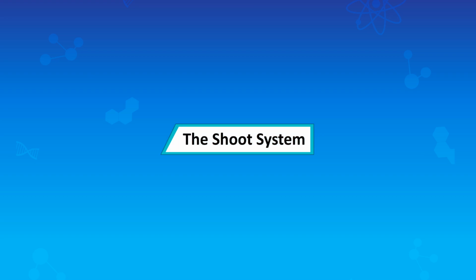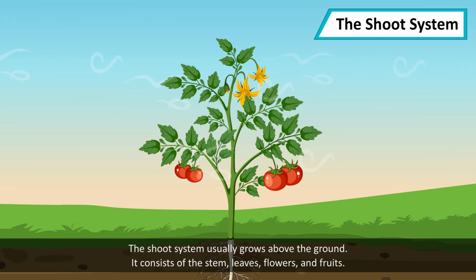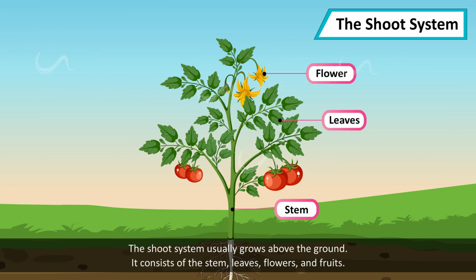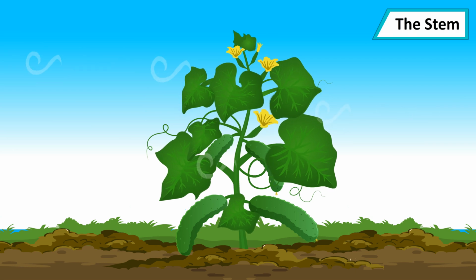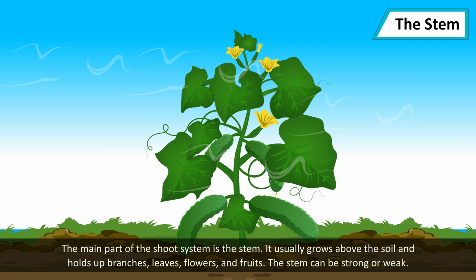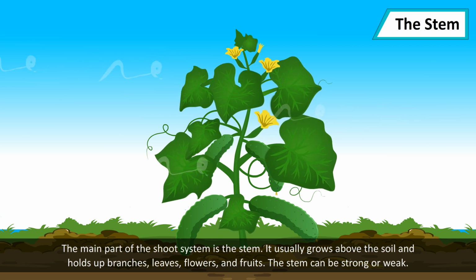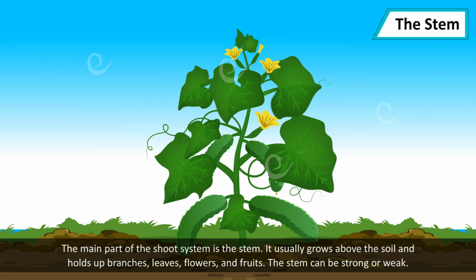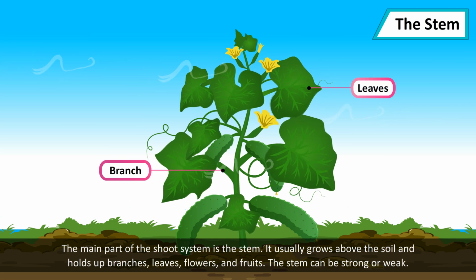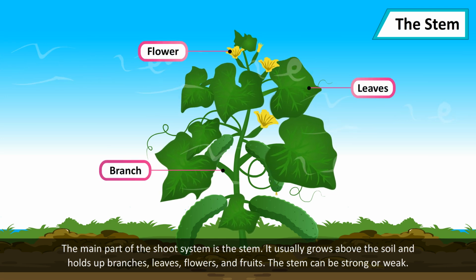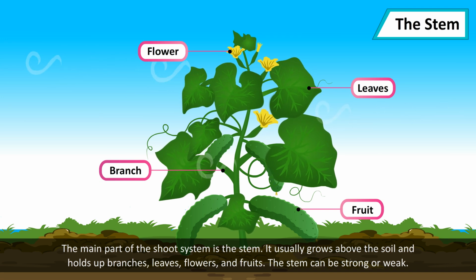The shoot system. The shoot system usually grows above the ground. It consists of the stem, leaves, flowers, and fruits. The stem. The main part of the shoot system is the stem. It usually grows above the soil and holds up branches, leaves, flowers, and fruits. The stem can be strong or weak.